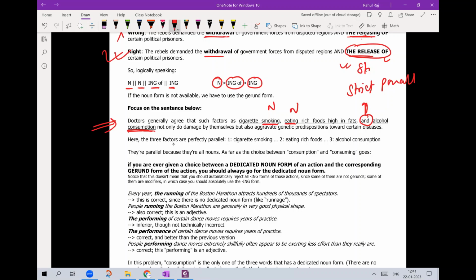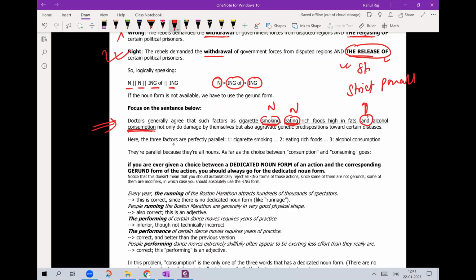So you can't say consuming. You cannot say, Rahul, it is smoking over here, it is eating over here, so it should be alcohol consuming or consuming of alcohol. That will be wrong, because there is a standard noun available called consumption. There is no standard noun for smoking. There is no standard noun for eating, because eat as a word is a verb. It's not a noun. So I have to go with smoking. I have to go with eating.